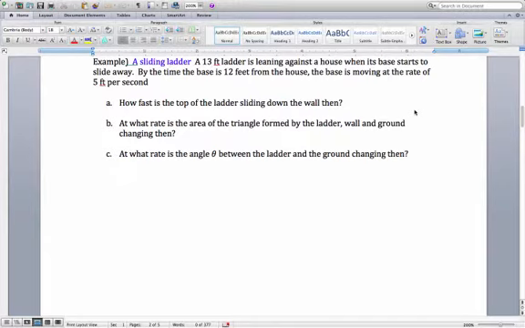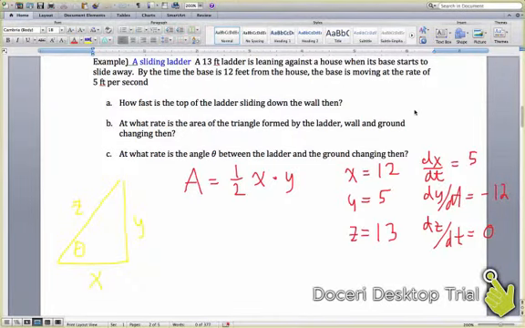So I'll get everything set back up, and then we'll use the fact that the area of a triangle is 1/2 base times height to find the rate of change of the area of the triangle formed by the ladder, the wall, and the ground. So here we are. We have that the area of this triangle is 1/2 times x times y, and we have to differentiate both sides with respect to t. So on the left-hand side, the derivative of A with respect to t is just 1 dA/dt.